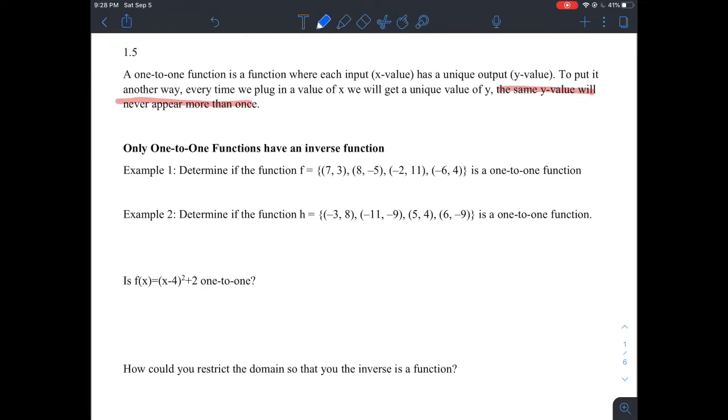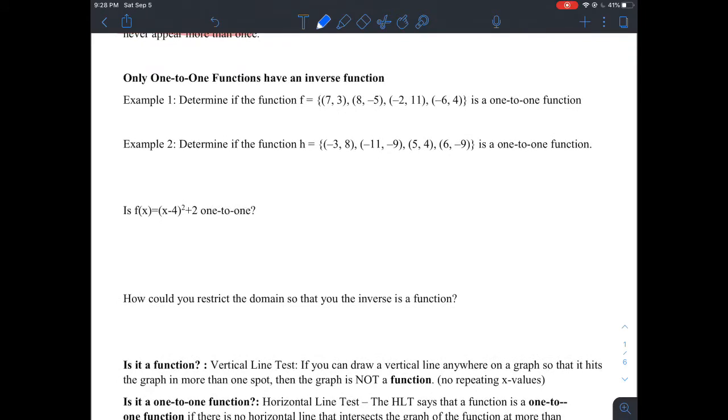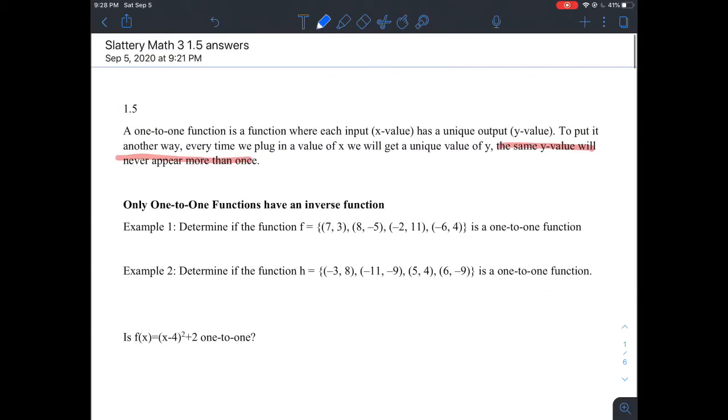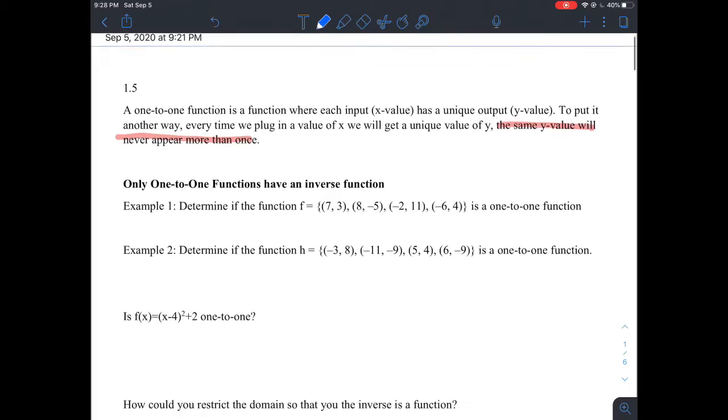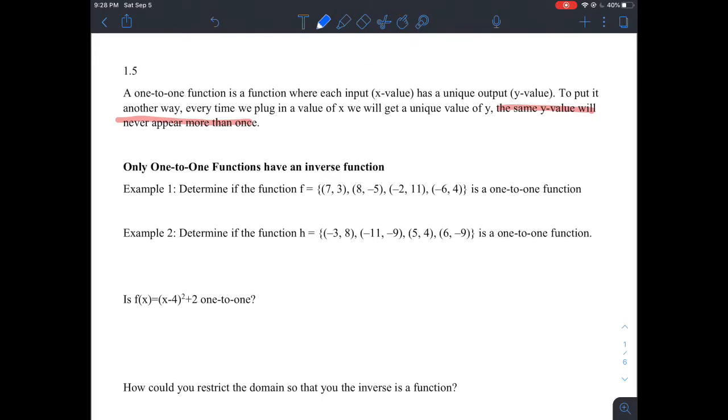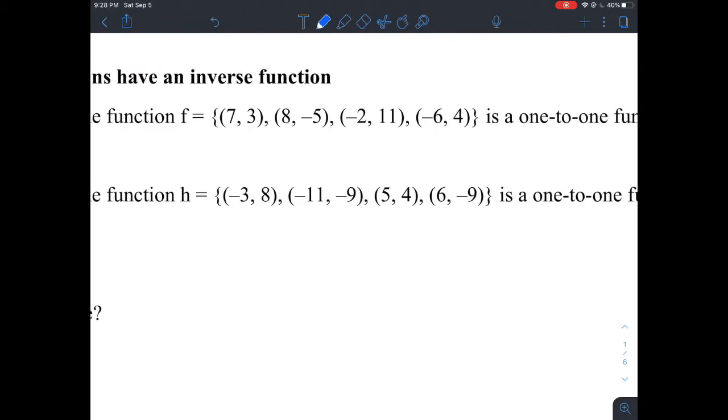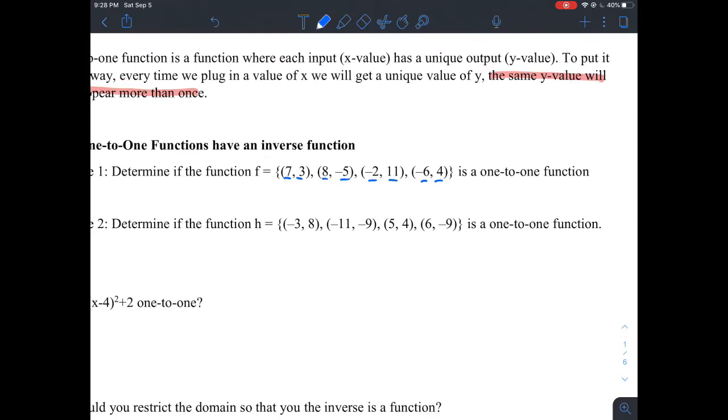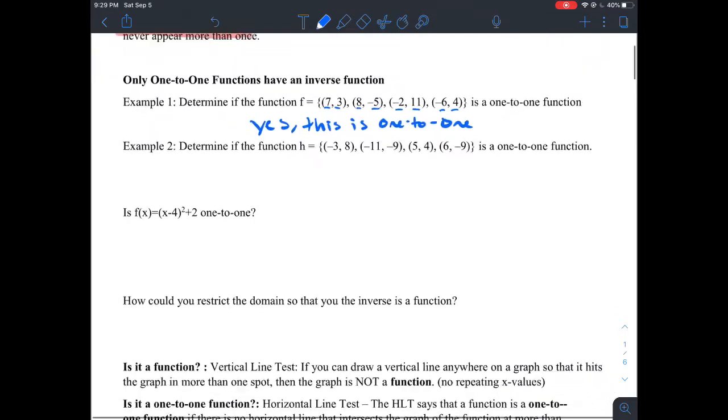Okay, so example 1 says determine if the function is a one-to-one function. So if we look here, think about the idea that the y value cannot appear more than once. First off, it is a function because none of the x values repeat. And then it is a one-to-one function because none of the y values repeat. So yes, this is one-to-one, and that's because none of the y values repeat.